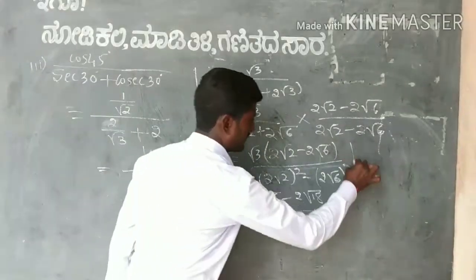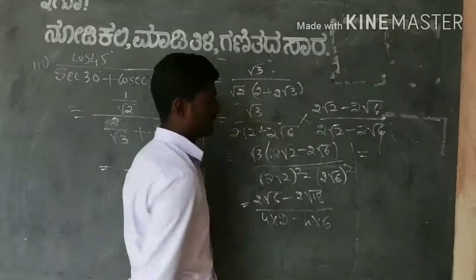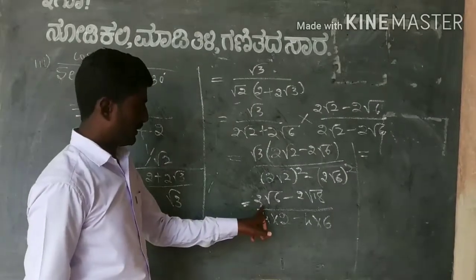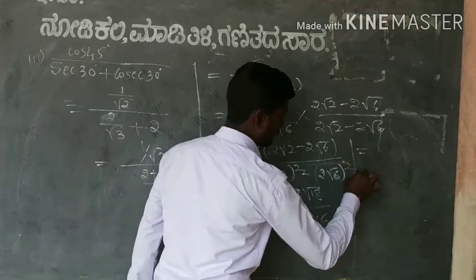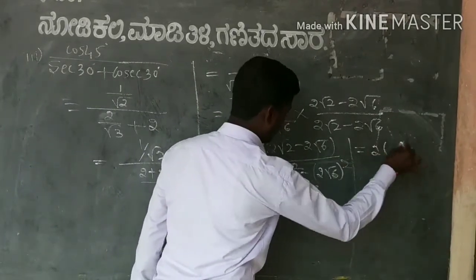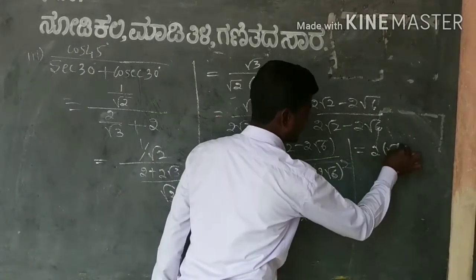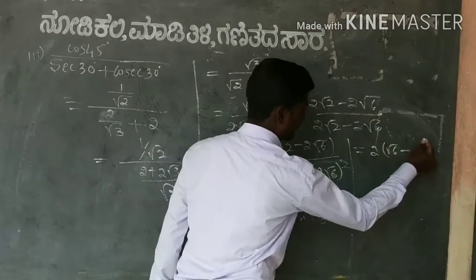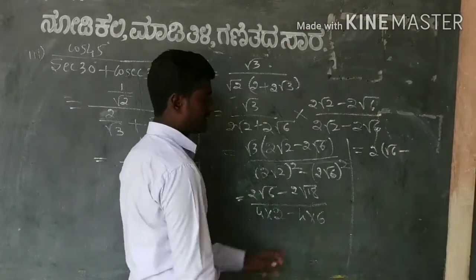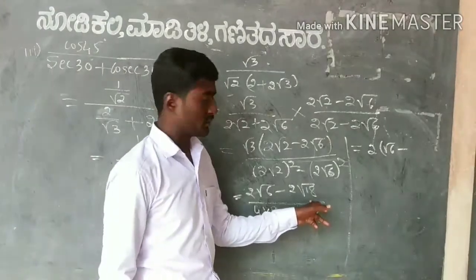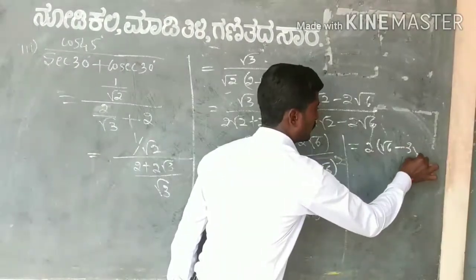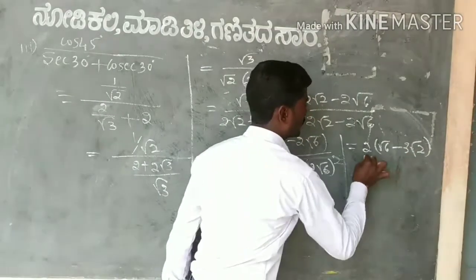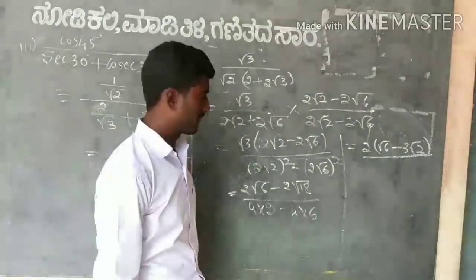Now next, this is equal to, here you can take 2 as common. Inside what will be there? Root 6 minus, now 18 I can write as 9 into 2. The square root of 9 is 3, that will be 3 root 2.